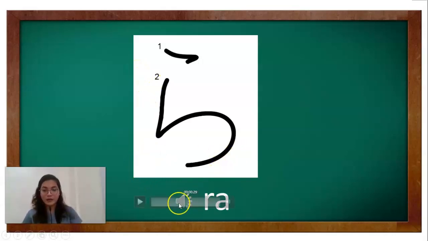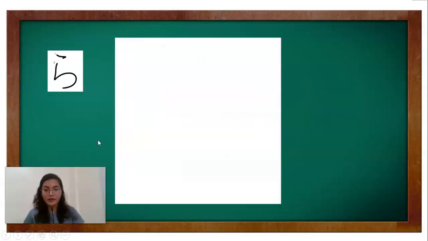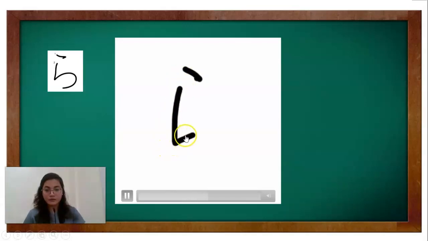And up next is the ra row. Ra. Ra has 2 strokes. 1, 2. Okay, again. 1, 2.